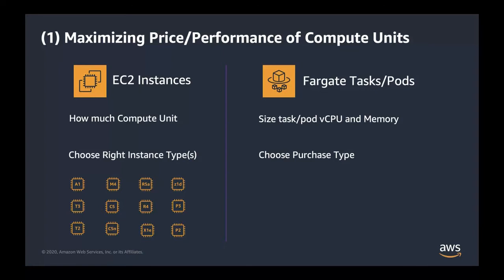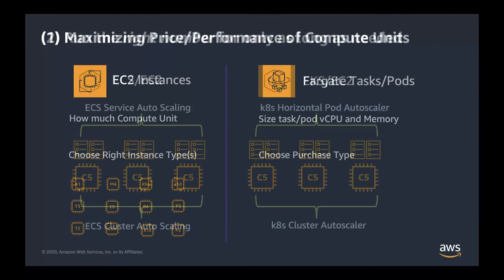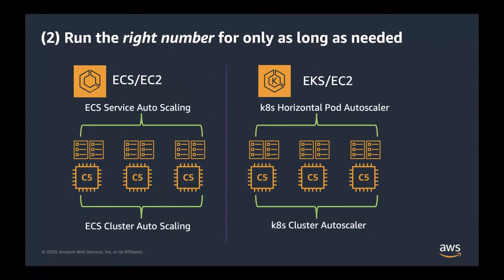And when you talk about Fargate, things are really simpler because there's no server to manage. You just choose your task and pod size and then choose a purchase option like Fargate and Fargate Spot. So the first thing is that you choose the right kind of compute unit and the right type of instances. The second would be that you run them at the right number. It's a second dimension you can call.